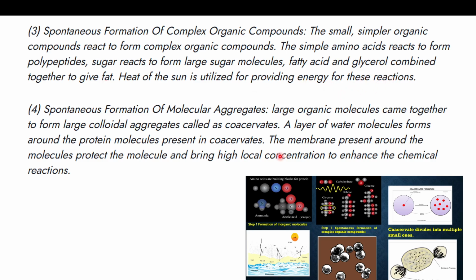Next came the formation of molecular aggregates. Large organic molecules came together spontaneously to form colloidal aggregates, called coacervates. A layer of water molecules forms around the protein molecules present in coacervates, and the membrane around the molecules protects them and brings high local concentration to enhance the chemical reactions. These are the coacervates being talked about in this point.